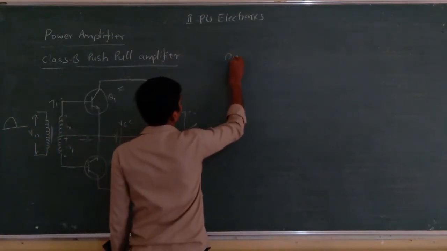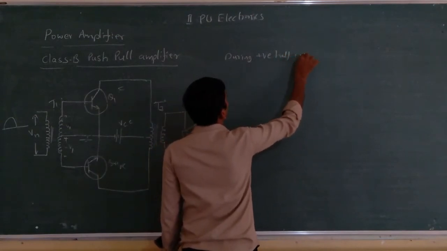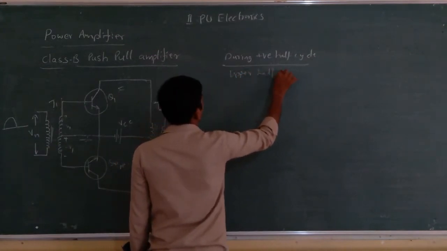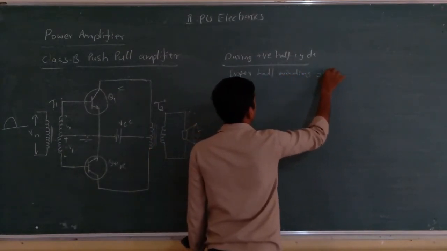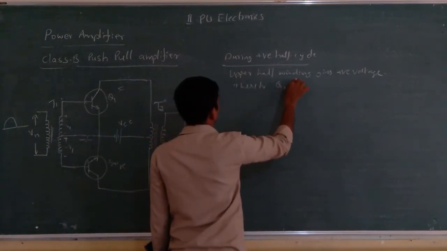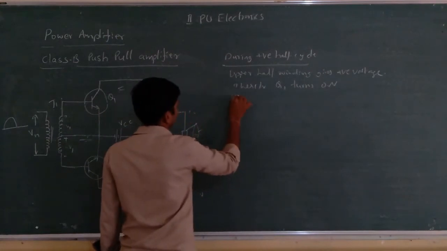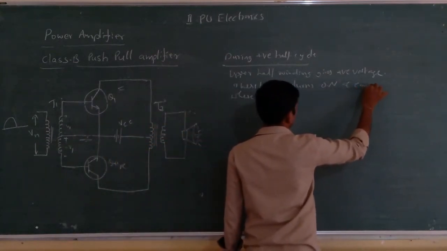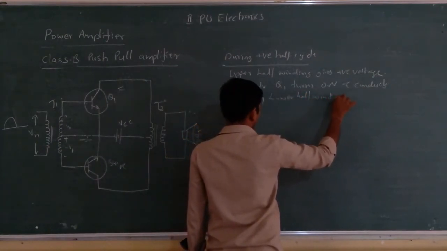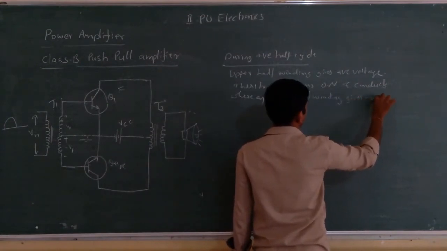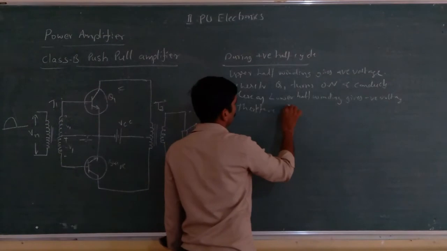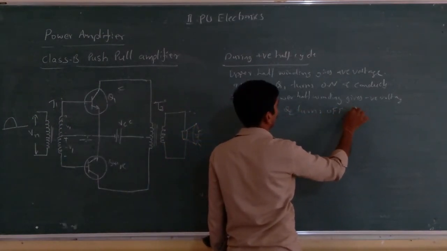So during the positive half cycle, the upper half winding gives positive voltage, therefore Q1 turns on and conducts, whereas the lower half winding gives negative voltage, therefore Q2 turns off and does not conduct.